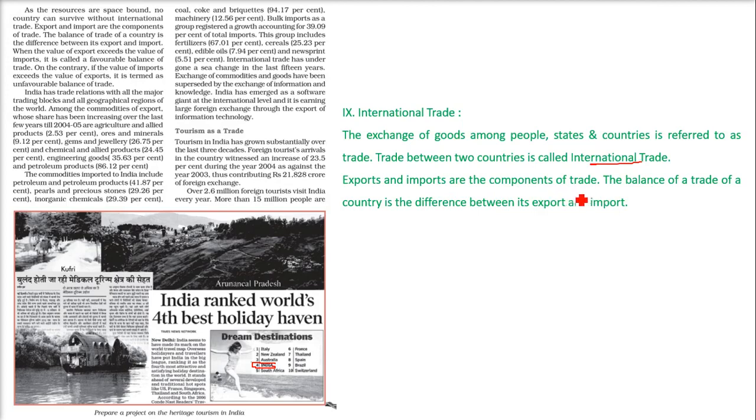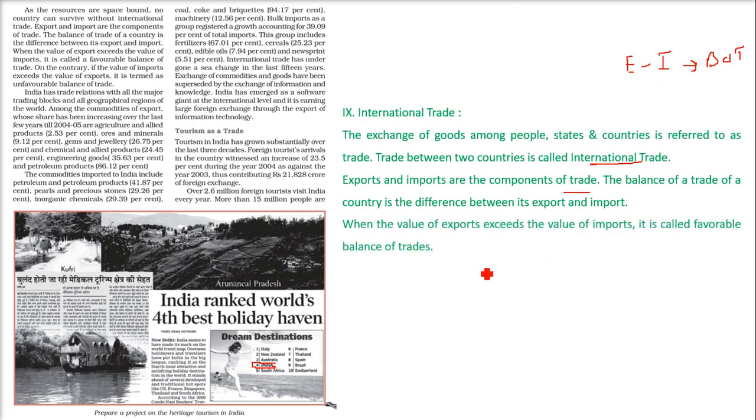Exports and imports are the components of trade. Ayat, Niryat, means sending the stuff out and receiving it. The balance of trade of a country is the difference between export and import. Export minus import is the balance of trade. If you have more import and less export, there is some problem. But if a country has more export and less import, then the balance of trade is okay. When the value of export exceeds the value of import, it is called a favorable balance of trade; otherwise, if the value of imports exceeds the value of export, it is not very favorable.